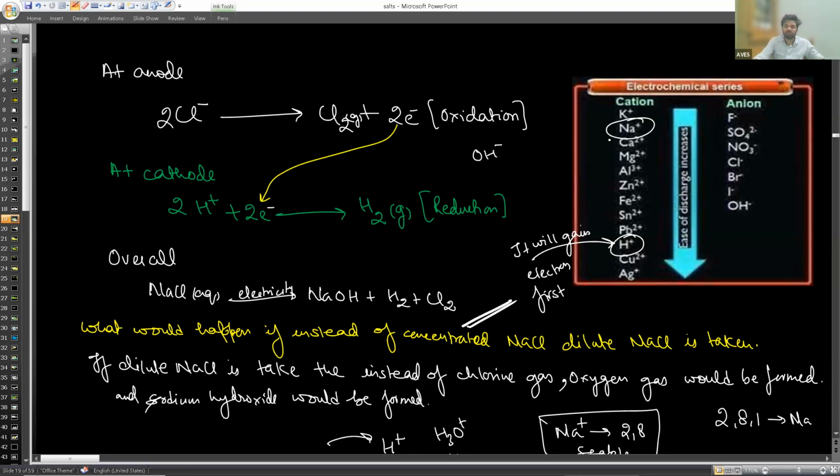You see that this is the chloride ion here and the OH minus ion here. In terms of losing, the chloride ion comes first, then the OH minus ion. So the chloride ion will lose its electron first, then the OH minus ion. Got it? Yes, sir.